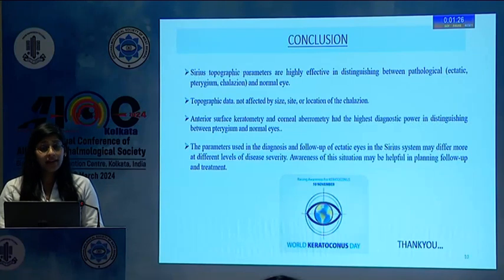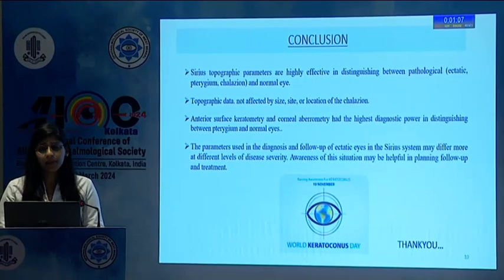Scheimpflug topography is highly effective in distinguishing between pathological and normal eyes, and topographic data is not affected by the size, site, or location of the chalazion. Keratometry and aberrometry had the highest diagnostic power in distinguishing between pterygium and normal eye. The parameters used for follow-up of ectatic eyes may differ at different levels of disease severity, and awareness of this may help in planning follow-up.